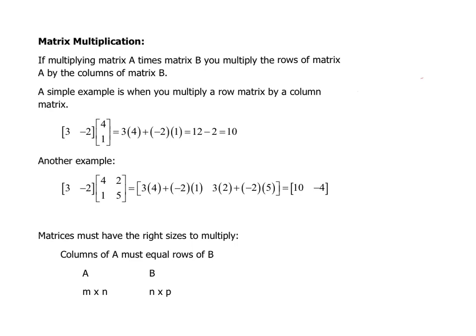When we're multiplying matrices, what we're doing is we're taking the rows of the first matrix and we're multiplying it times the columns of the second matrix. Let's look at a super simple example where our first matrix just has one row and our second matrix just has one column. What we're going to do is multiply corresponding elements and then add them all together. So for instance, we're going to take this 3 times the 4, and we're going to add that to this 2 times the 1.